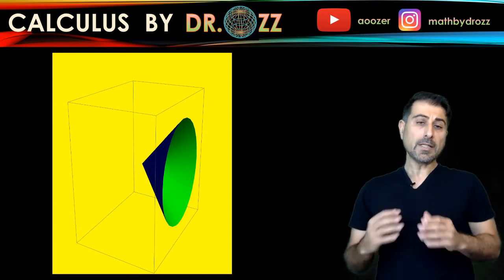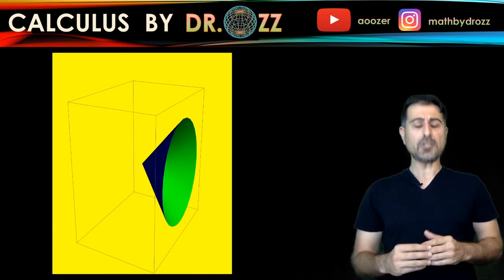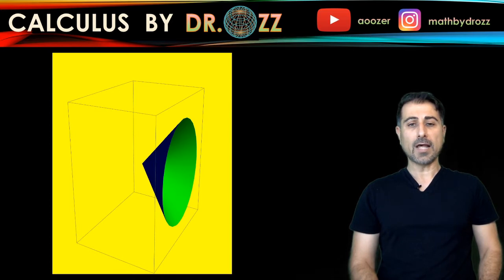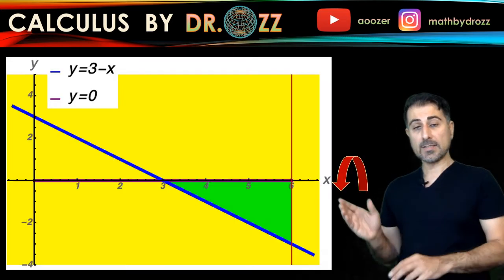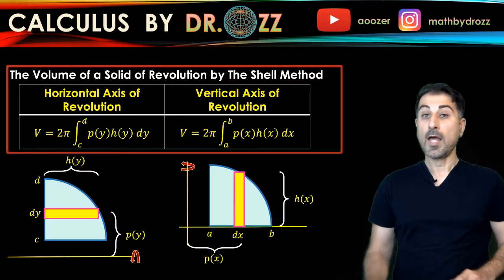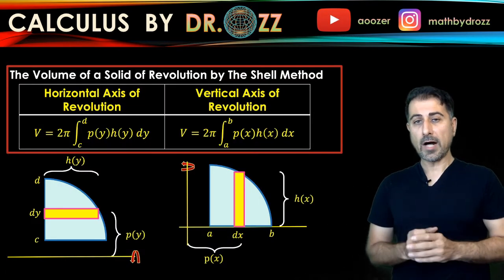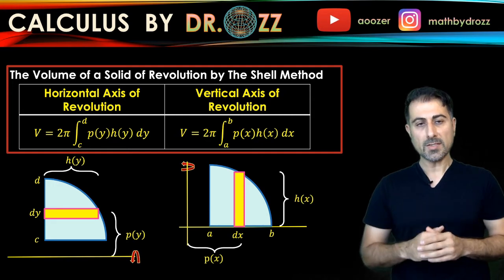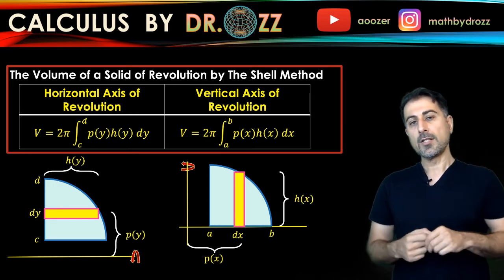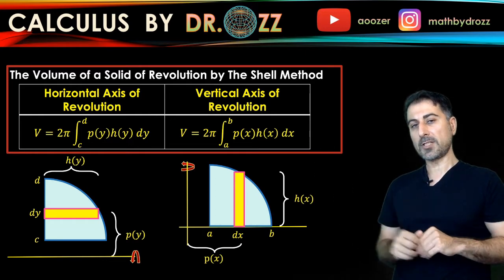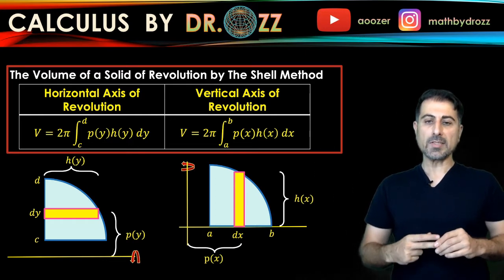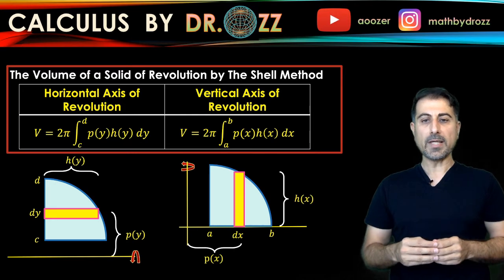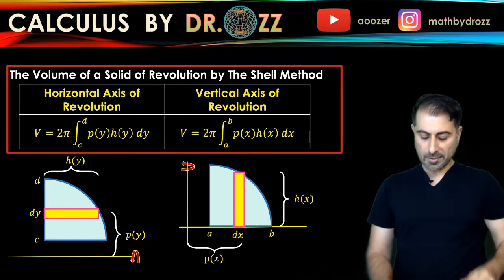Let me remind you what the shell method is, especially when the axis of revolution is horizontal, which is the case in our problem here. Here's a table that tells us the volume of the solid of revolution by the shell method. Depending on which axis you revolve around, you have two different formulas. For the time being, we're interested in the horizontal axis of revolution, so it's the first column and first picture. Essentially, we take a slice within the region parallel to the axis of revolution, a flat rectangle in the first picture, and we revolve that around.